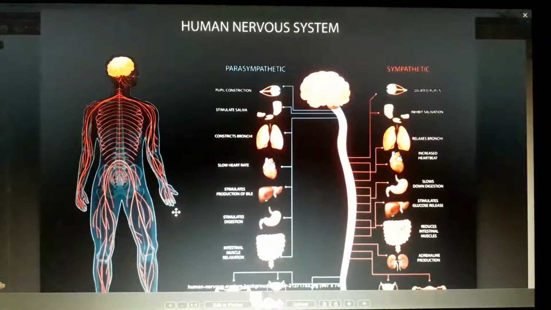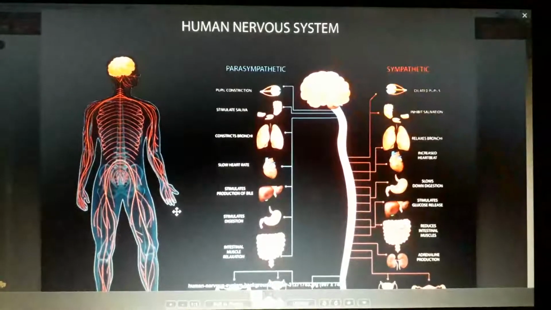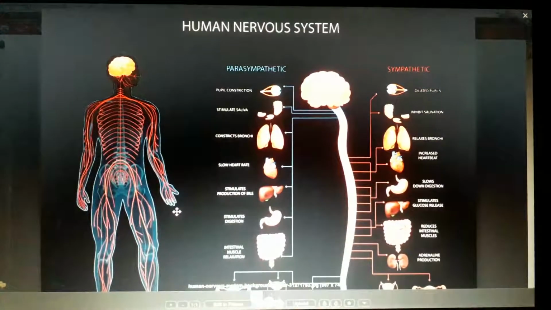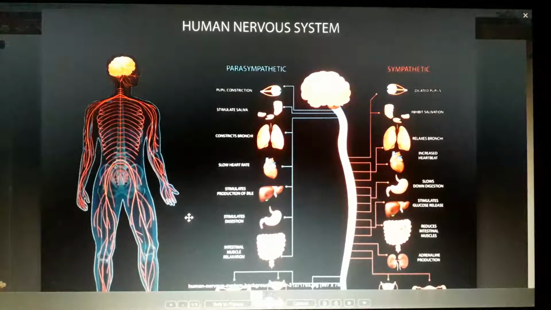Just imagine, this is the side view of our brain. If you view the brain from the top, we can see two parts, left hemisphere and right hemisphere. The left part of our brain controls the right part of the body, and the right part of the brain controls the left part of the body. It is a common thing.